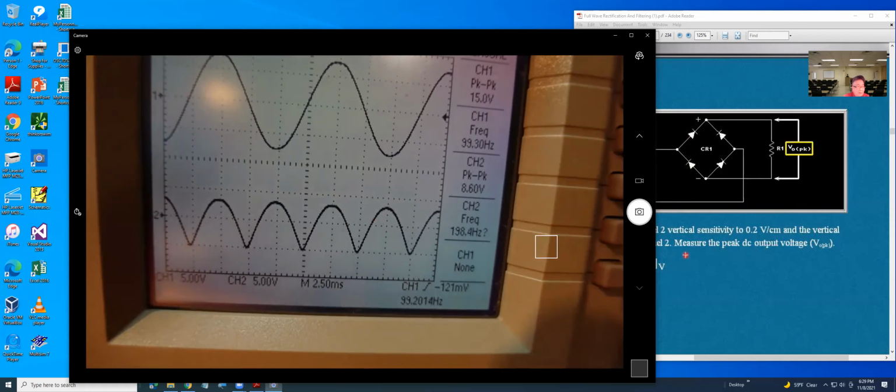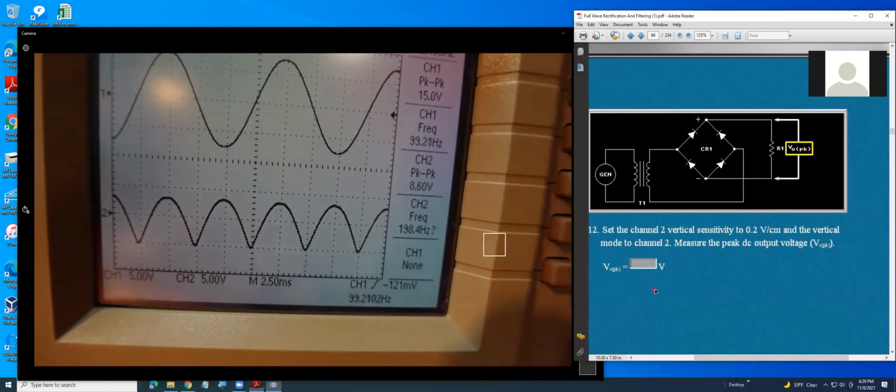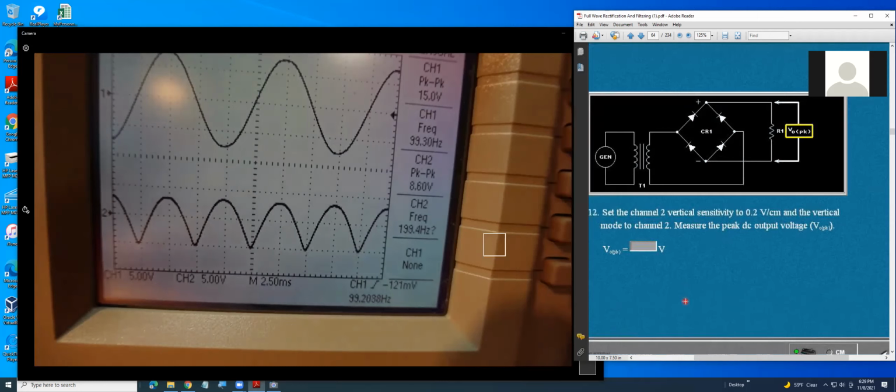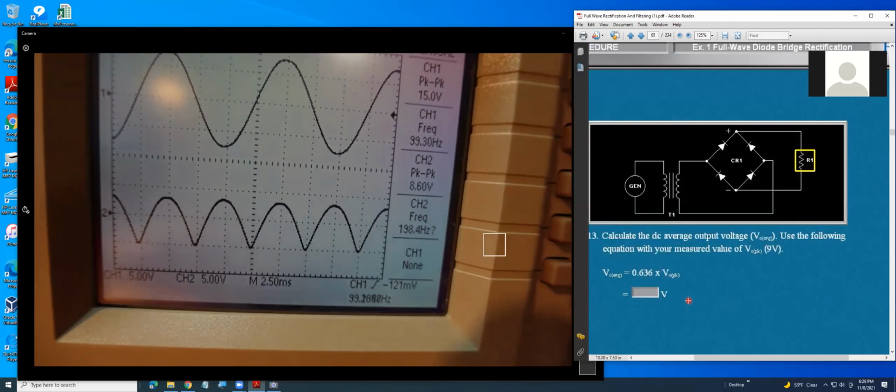So the answer will be... Well, the answer should be 8.6 because that's what's being measured. It shows the peak at 8.6 that shows on your display for channel 2. Correct. And the reason why it's 8.6 is because it should be half. You rectified it, but going through two diodes, you've lost 1.4 volts.